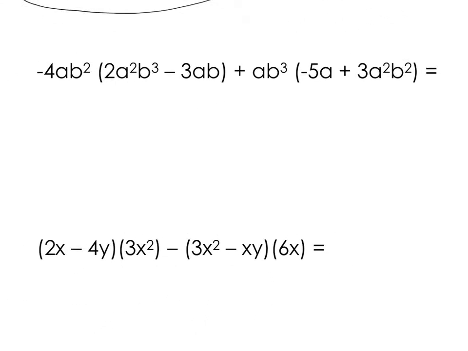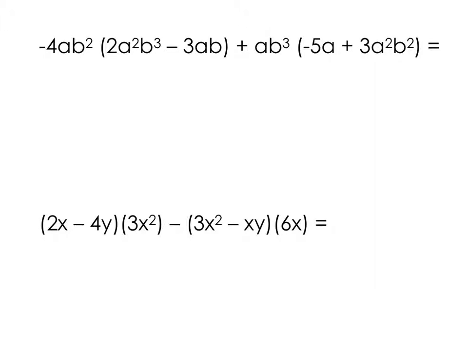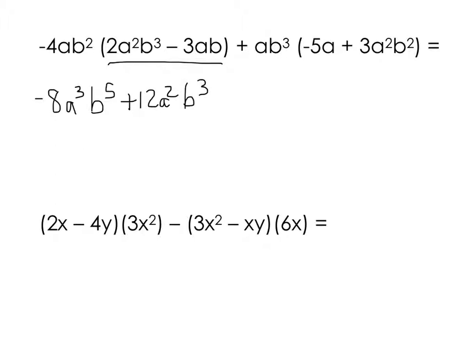Lots of powers here. Multiply this binomial by minus 4ab squared. That's minus 8a cubed b to the fifth plus 12a squared b to the third minus 5a squared b third plus 3a cubed b to the fifth.